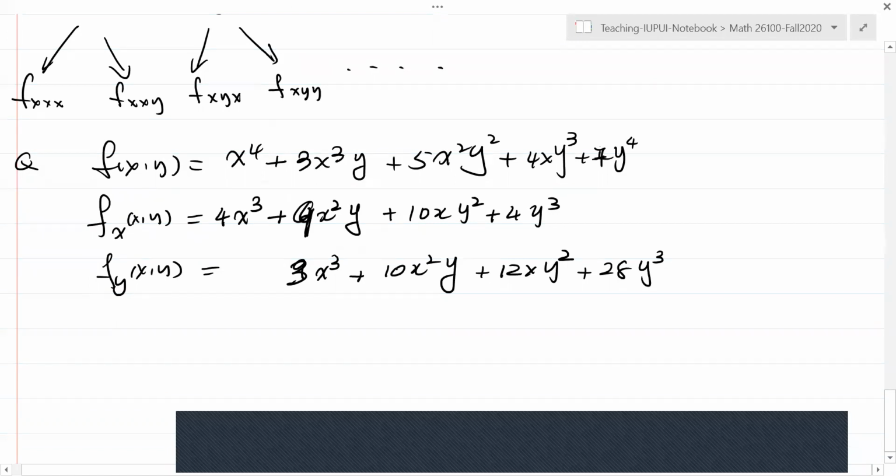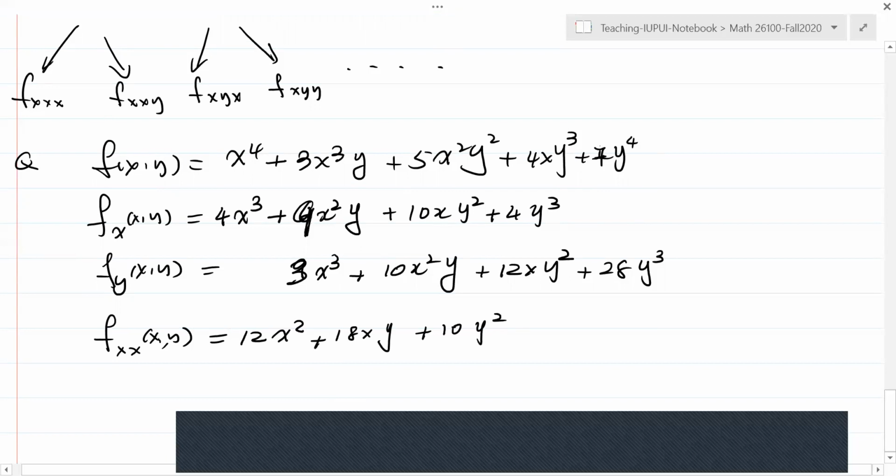Right. So now let's continue to differentiate. Okay, let's continue differentiation. So we differentiate the function. This is a partial derivative with respect to another function now, right? So you differentiate with respect to x. Okay. So you get 12x squared and 18xy and plus 10y squared. Only 3 terms survive. Okay.